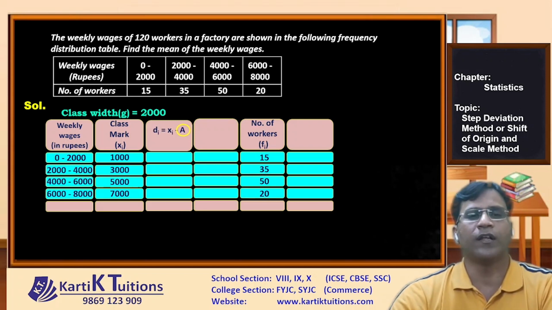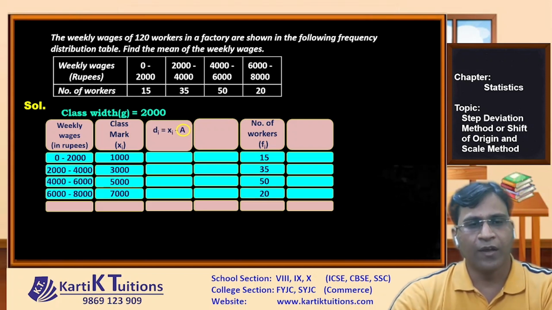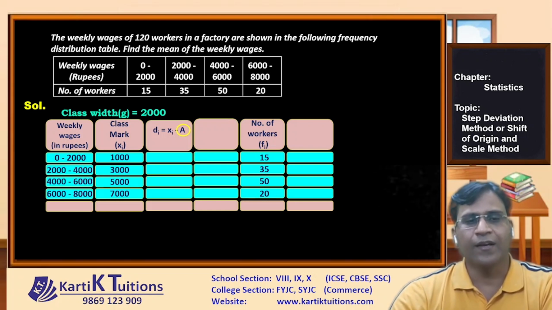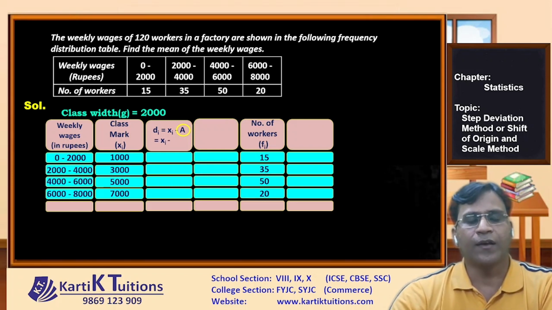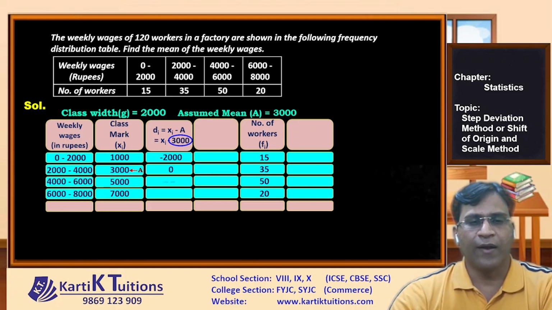The next column is your deviation, that is xi minus a. Now here, for the first time in my examples, I've got classes where there are 4 classes, an even number of classes. Now see, as there are an even number of classes, either you can take the second class mark as A or the third class mark as A. Now in this sum, I have taken the second class mark as A. So I am going to assume the mean as 3000. Now 1000 minus 3000 will give us minus 2000. 3000 minus 3000 gives us 0. 5000 minus 3000 becomes 2000. 7000 minus 3000 becomes 4000.